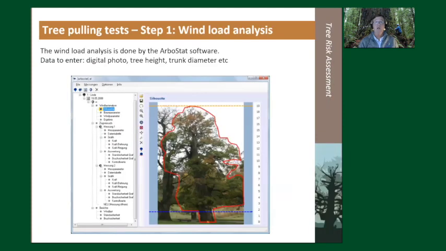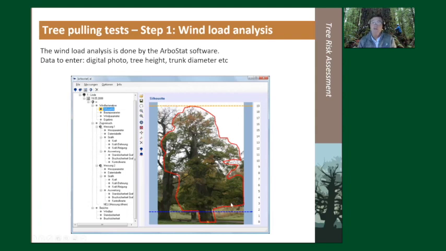So to just quickly go through the steps of what a wind load assessment might be, or what a tree pulling test might entail. First of all, we use a digital photograph of the tree, and we take some measurements: the height of the tree, the height of the canopy base, the width of the canopy. We also take into consideration a lot of factors with regards to the exposure of the tree, where it sits. Is it in a forest? Is it in a field? Is it next to a lake? Is it in an urban fabric where it's surrounded by buildings and it really doesn't encounter much wind loading?